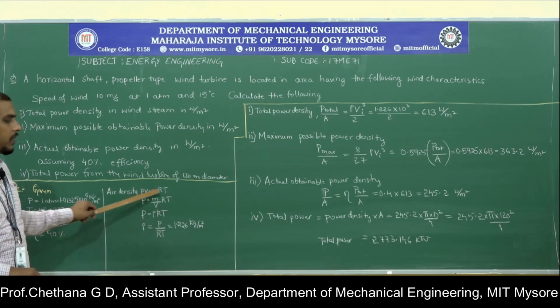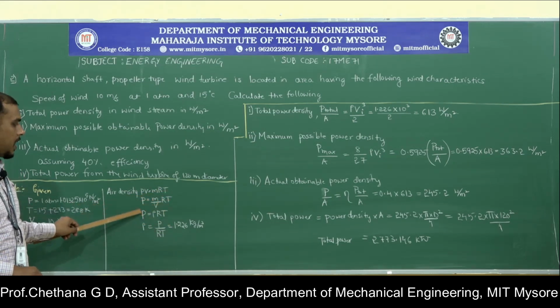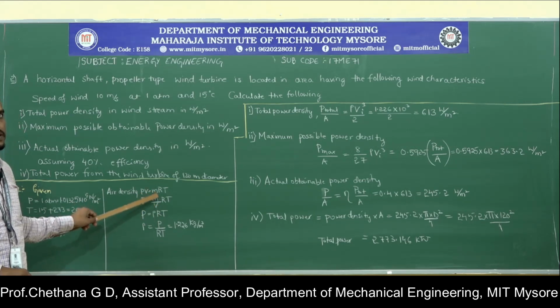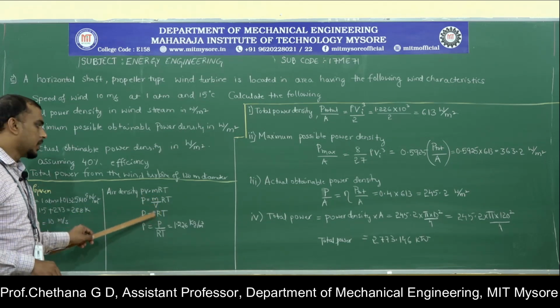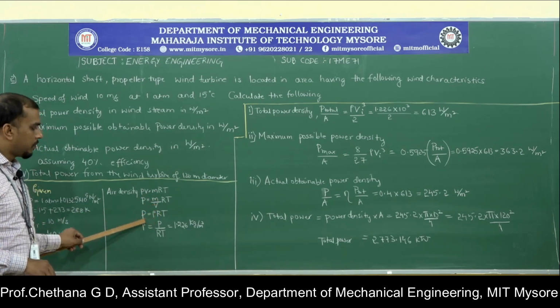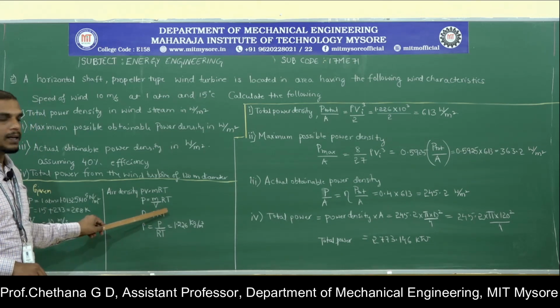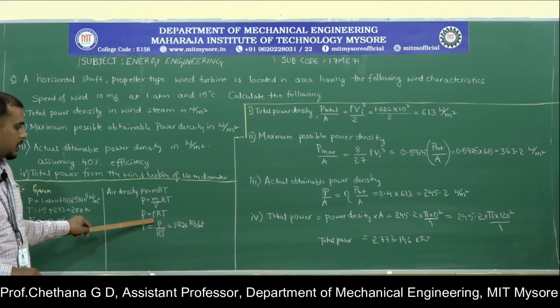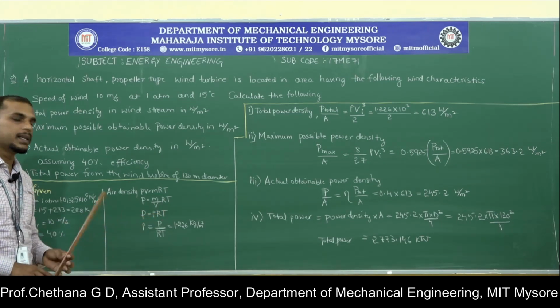However, PV is equal to mRT, or P is equal to m, V I will send to the denominator, m by V, where m by V is density, mass by volume. So this is nothing but density. So P is equal to density into RT. You want rho, right? So the remaining terms I will send to the other side. So rho is equal to P by RT.